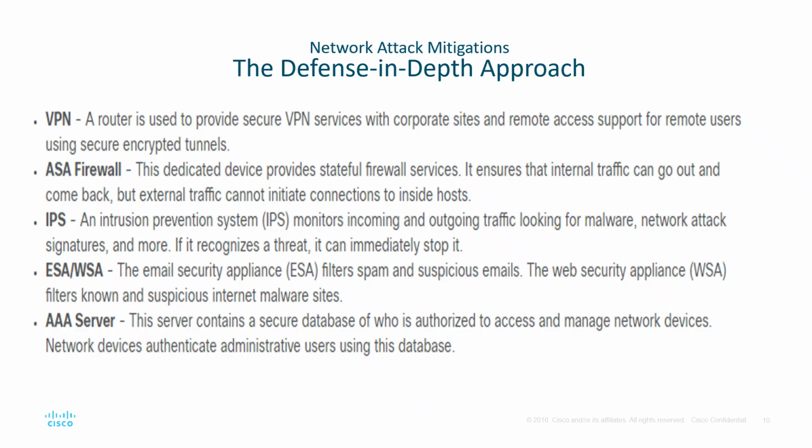Now, defense in depth. A VPN is a router used to provide secure VPN services with corporate sites and remote access support for remote users using secure encrypted tunnels. Your ASA firewall is a dedicated device that is going to provide stateful firewall services. It will ensure that internal traffic can go out and come back, but it will prevent external traffic initiating a connection inside. It will not allow something from the outside in unless it was created from the inside first.